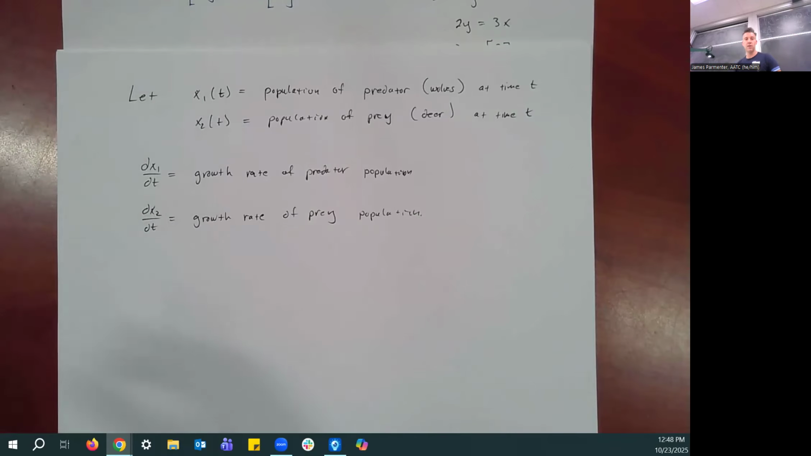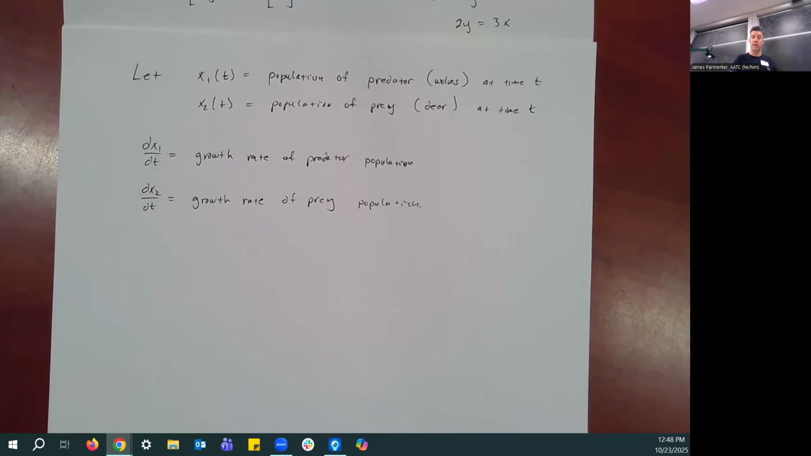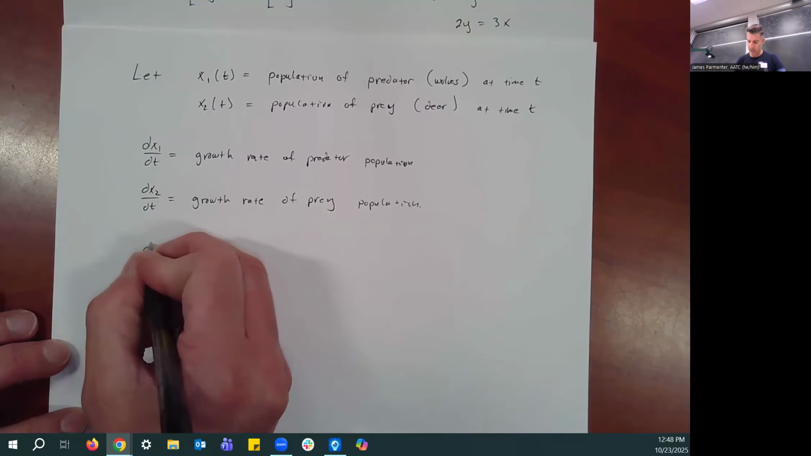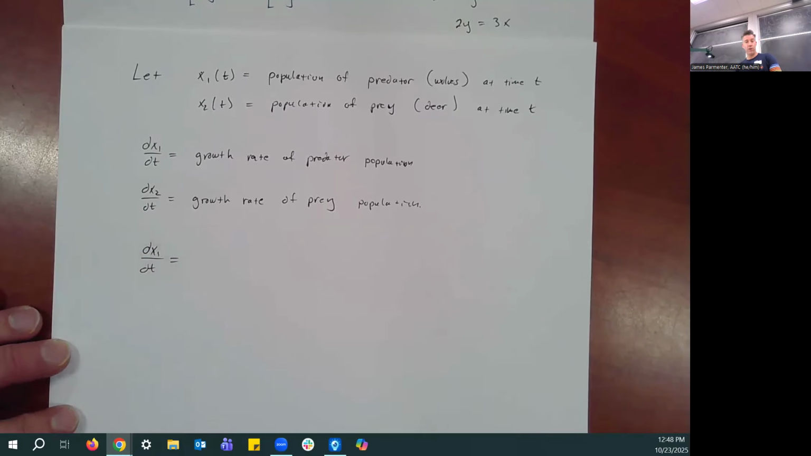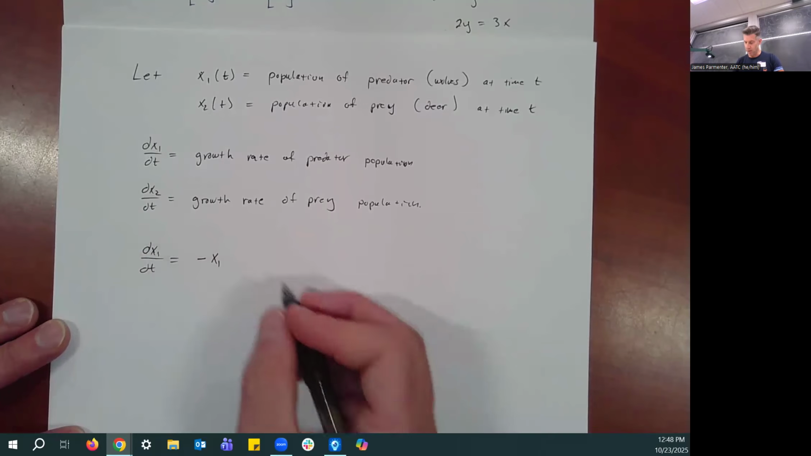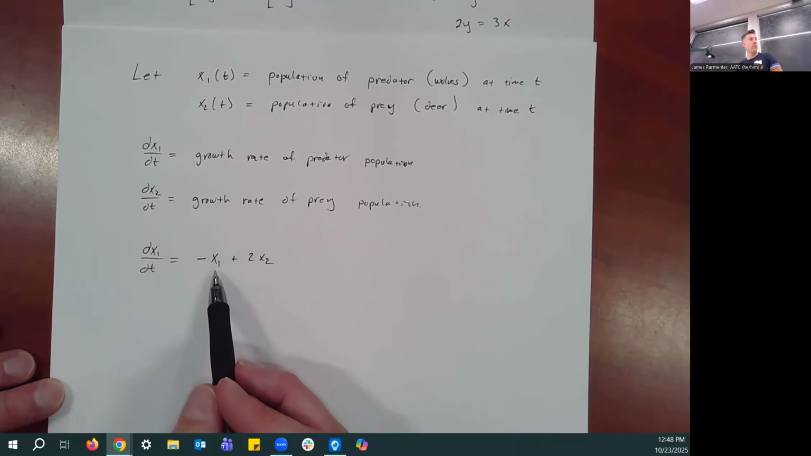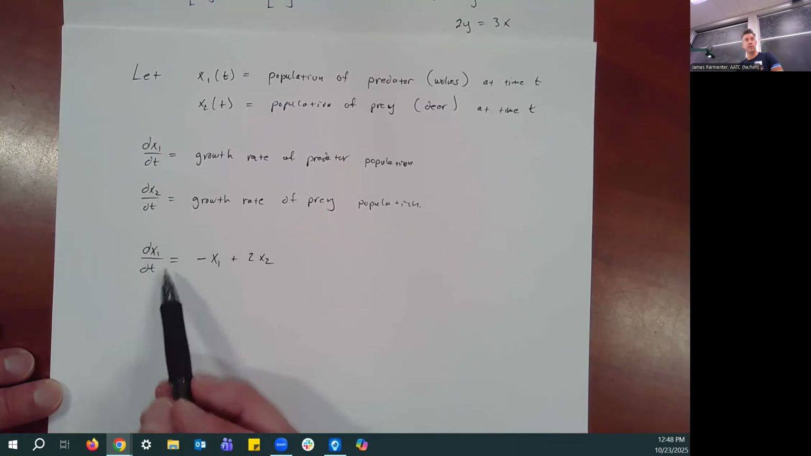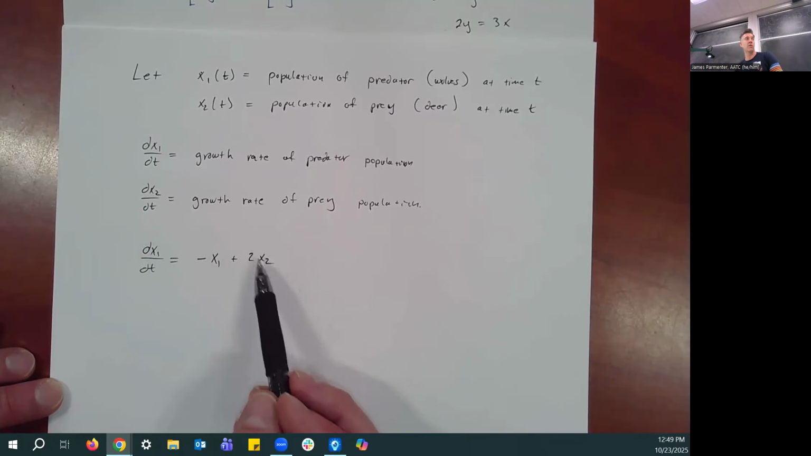Here's the equation that we're going to say is the relationship between their rates of growth and their population sizes. We're going to say that dx1/dt, the growth rate of the predator population, is going to be -1 times x1 plus 2 times x2. Again, having more wolves is going to make the growth rate decrease, but having more prey is going to make the growth rate of the wolves increase because there's more for them to eat.